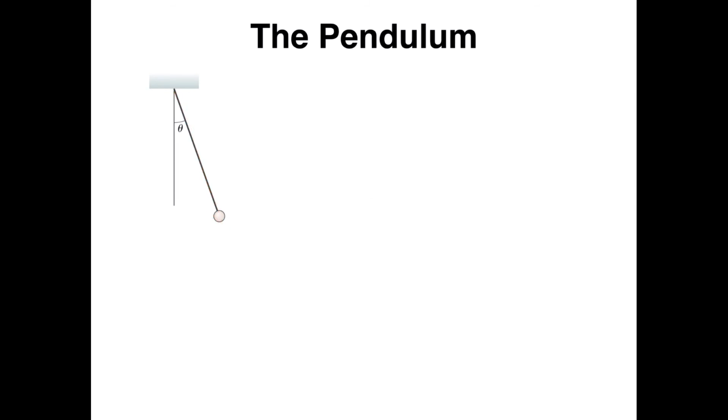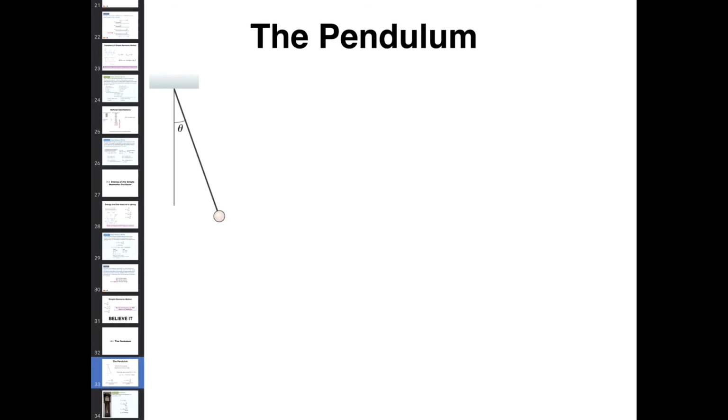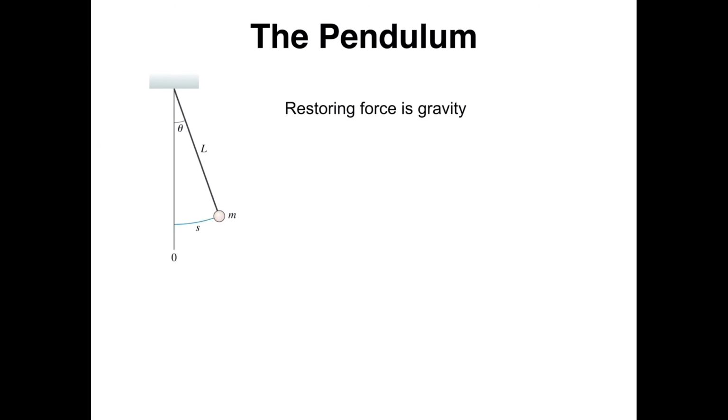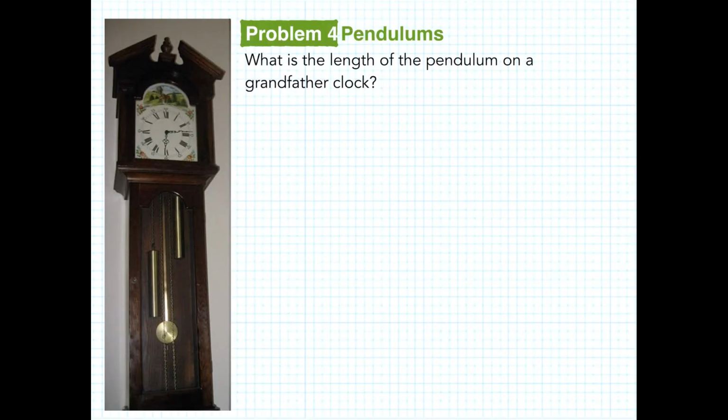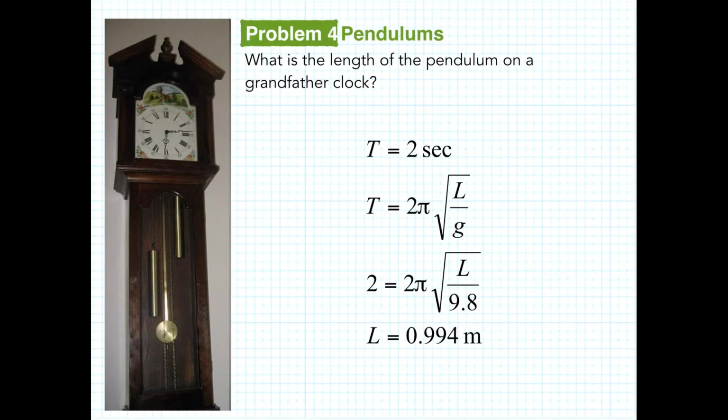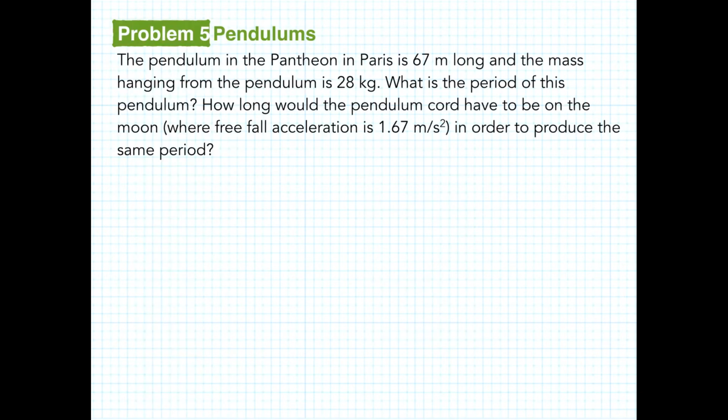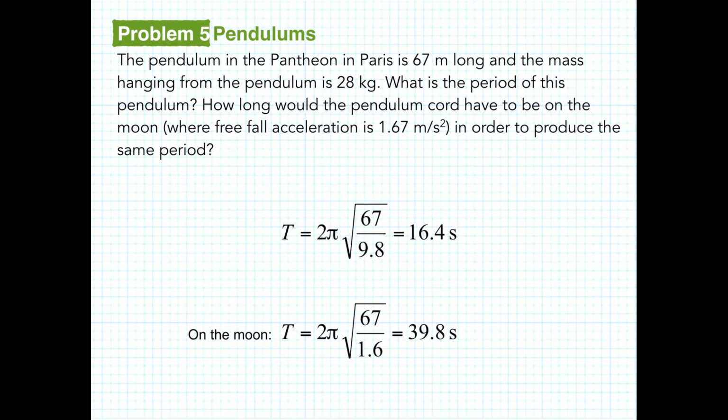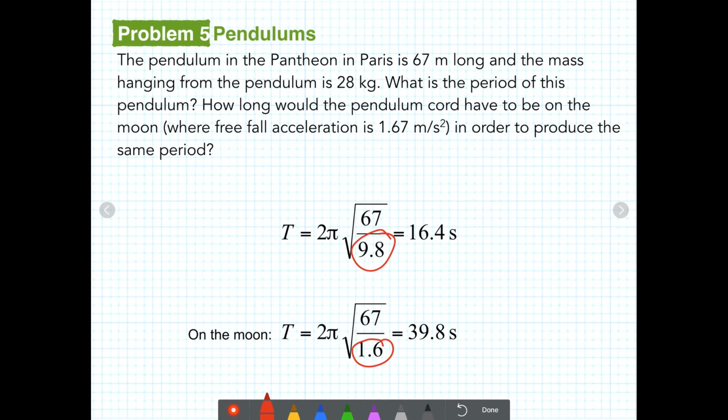Okay, so remember, frequency is once again independent of amplitude. So if we want to know the pendulum on a grandfather clock, let's say we go tick-tock, that takes about 2 seconds. All right, you plug this in, solve for L. Turns out it's about 1 meter. And if you've seen one of these clocks, they are about 1 meter. You can also calculate the period of this pendulum in the Pantheon in Paris if you put it on the moon, okay? And that's just changing your g values from 9.8 to 1.6.